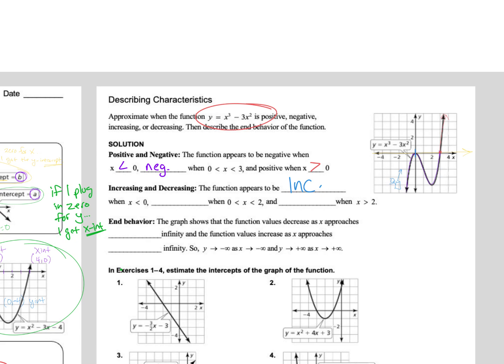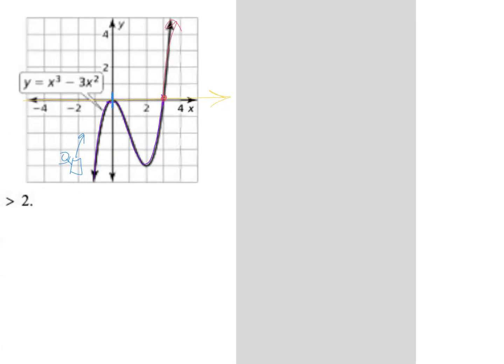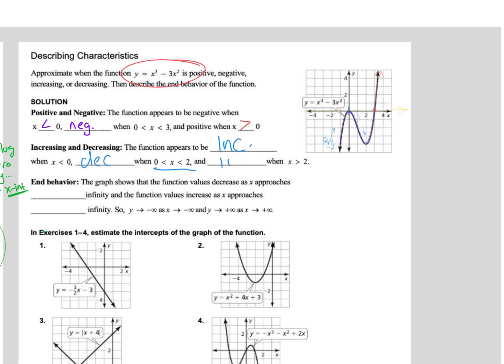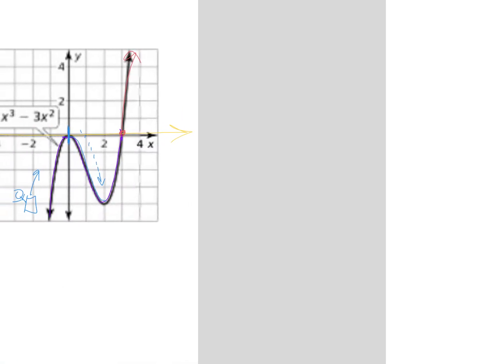And let's see. Decreasing when x is between 0 and 2. And if you're like, wait, what? Decreasing here because I'm going down right there, and there's x is 2, right? So I'm going down, down, down, down right there. And then increasing again when x is greater than 2, which is right, like we said, right here. We are increasing right there, yeah?